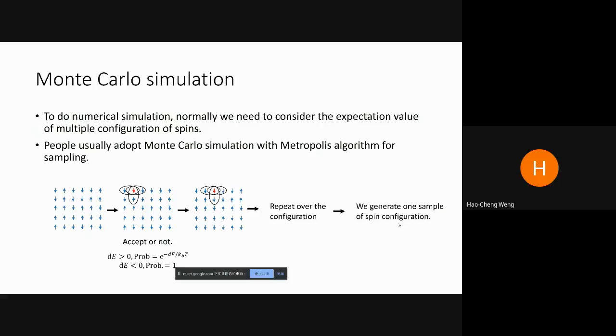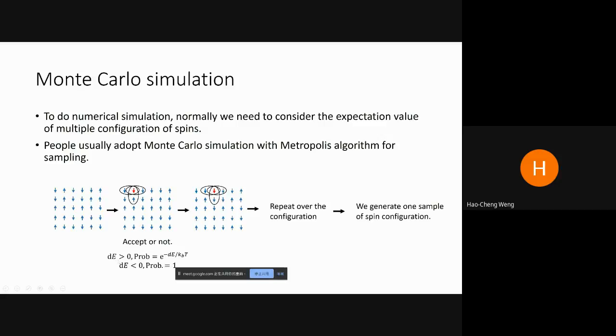Okay, the next thing is the Monte Carlo simulation. The Monte Carlo simulation allows us to get more samples of these spin configurations when we want to calculate the expectation values of some physical quantities. The spirit of this Monte Carlo simulation is that we start from a random configuration and sequentially update each spin on each site. Whether we should flip the spin at some point is decided by the difference in energy.